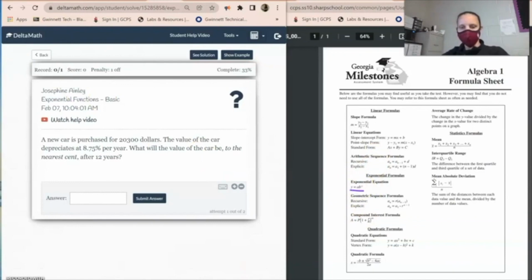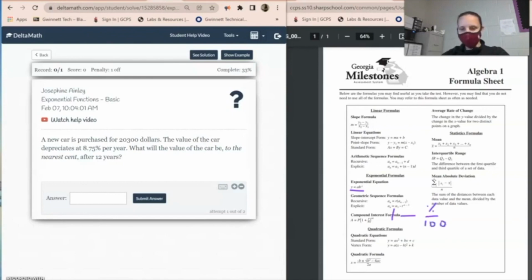The only thing is, though, they don't tell you what these numbers mean. A is what you start with. B is your growth or decay. X is time. So in these kinds of questions, for B, if it's decaying like in my question, it's 1 minus your decimal. This is after you take your percent and divide it by 100. That's what goes where B is.